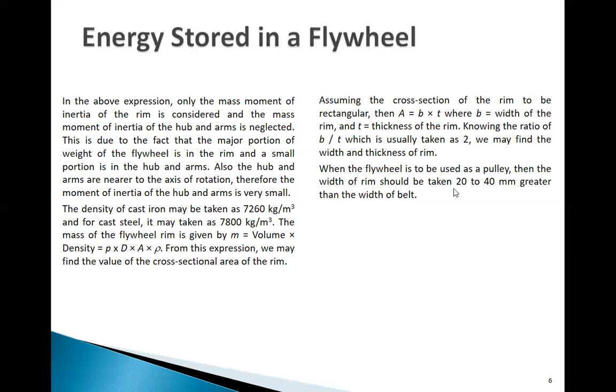Assuming the cross-section of the rim to be rectangular, then A is equal to b times d, where b is the width of the rim and t is the thickness of the rim. Ito na aming mga assuming. Knowing the ratio of b to t, which is usually taken as 2, pwede hindi rin 2, we may find the width and thickness of the rim. So usually assume 2. When the flywheel is to be used as a pulley, then the width of the rim should be taken as 20 to 40 mm greater than the width of the belt.